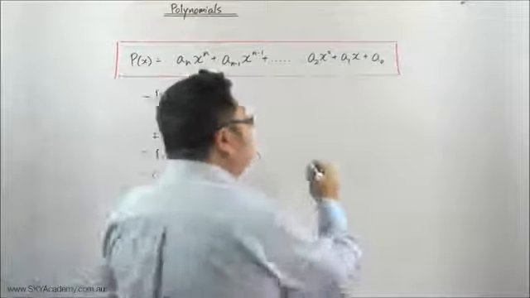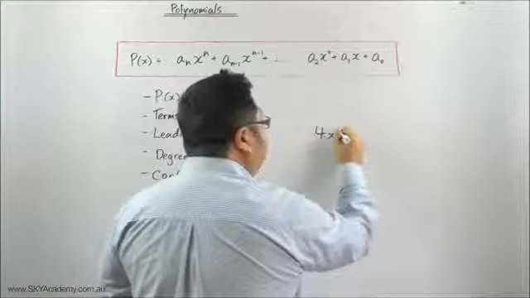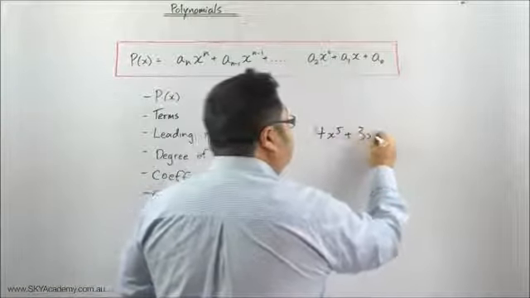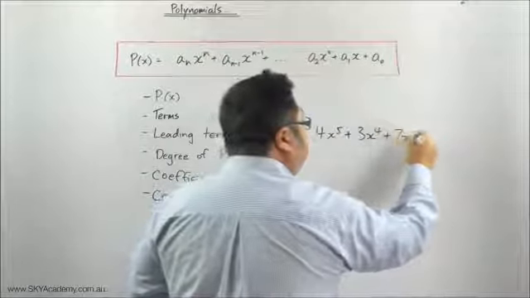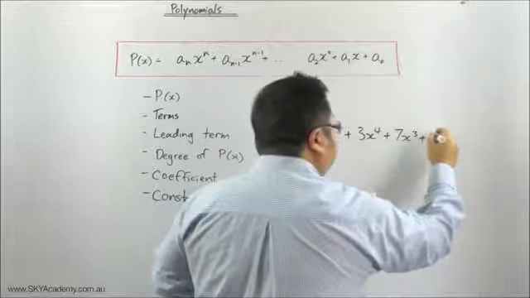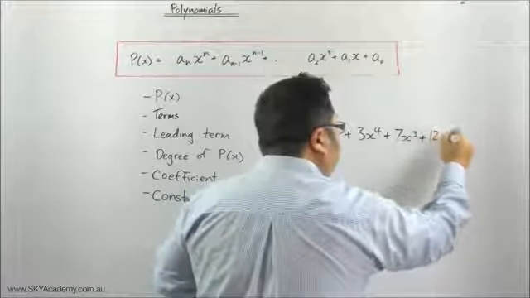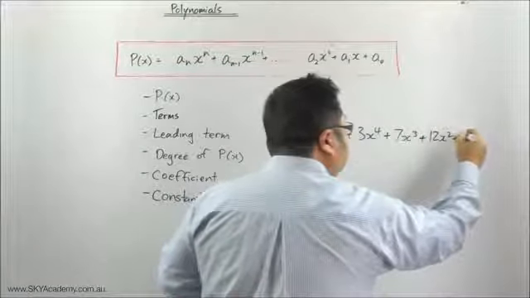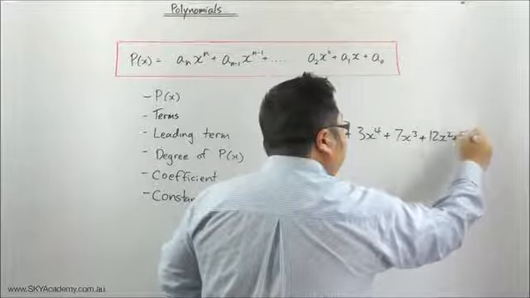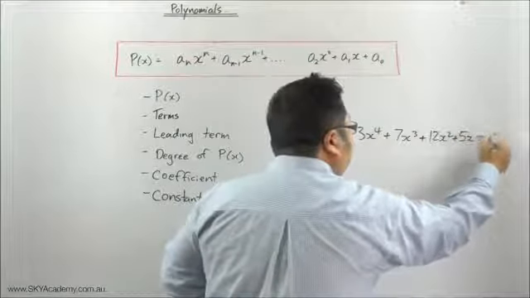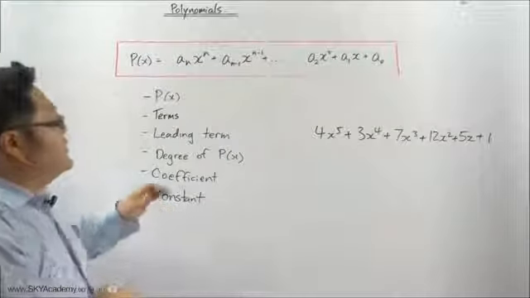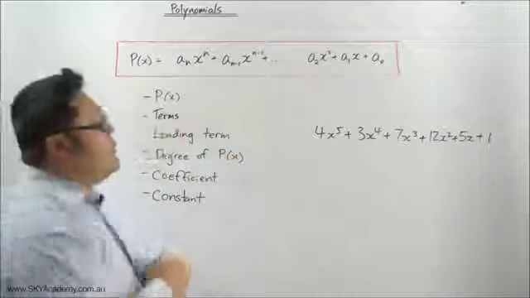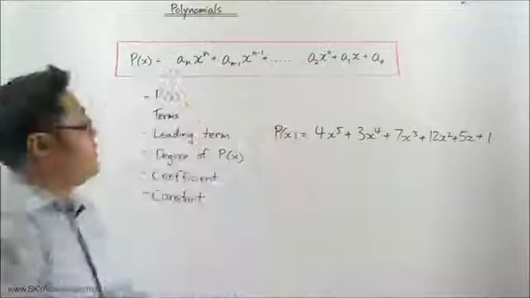So just say you had, let's say, 4x to the power of 5 plus 3x to the power of 4 plus 7x to the power of 3 plus 12x squared plus 5x plus 1. All right, so let's have a look. So the polynomial here would be P(x).